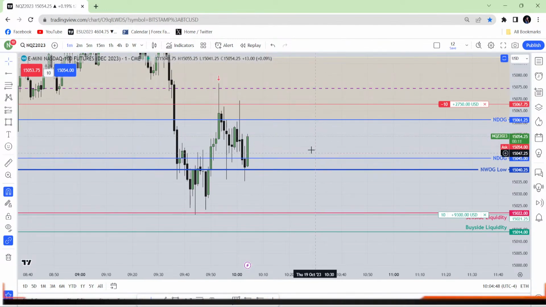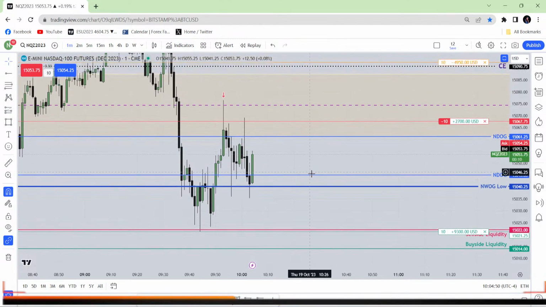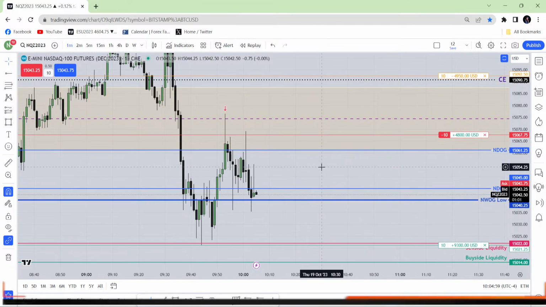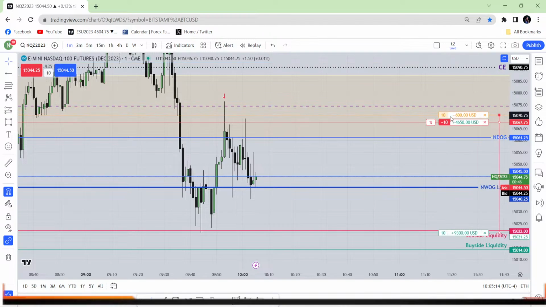I think I will kill the entry because I am already a little profitable. I really do not want to take the full risk. Or what I can do, just give me one second, okay? I'll just put my stop loss to the break even. Just give me a second. Okay, done. So I'll do the same thing over here.